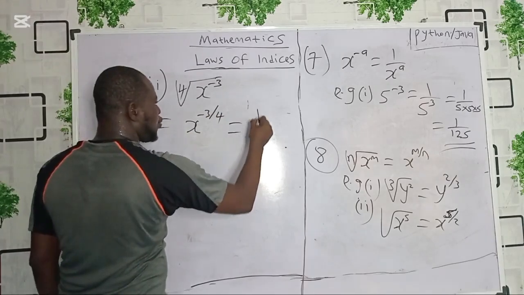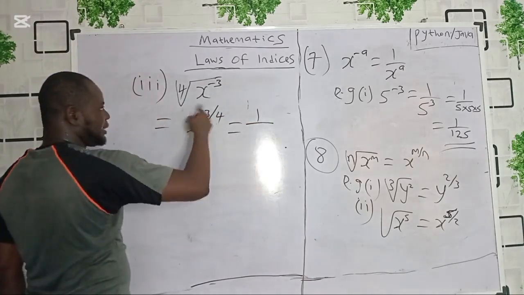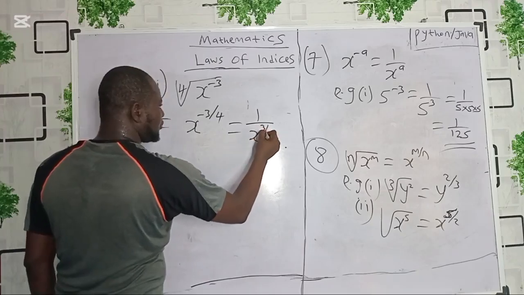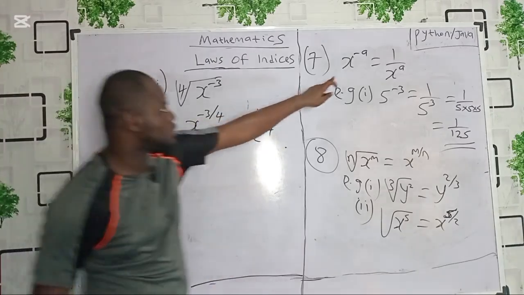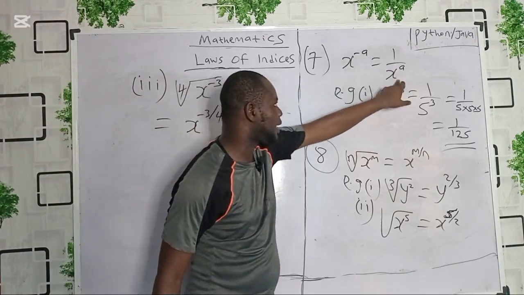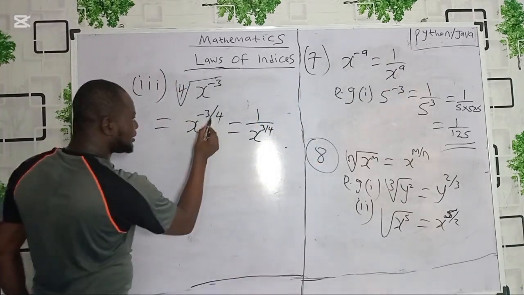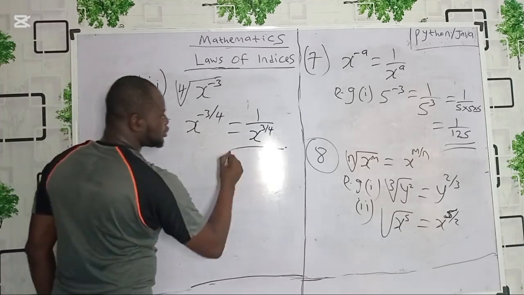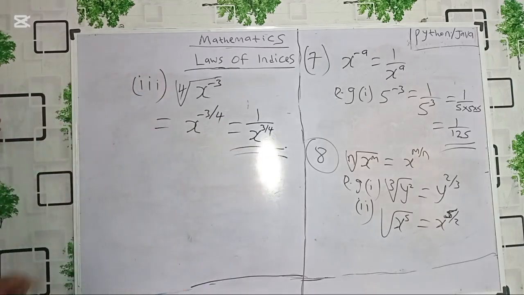It will now become 1 over, that is anything that is ahead. It will now be 1 over what? X raised to power what? 3 all over 4. Just like this law 7, x raised to power minus a is 1 over x raised to power of a. That means in this case, our a is 3 all over 4. Are we getting it? So this is the final simplification.